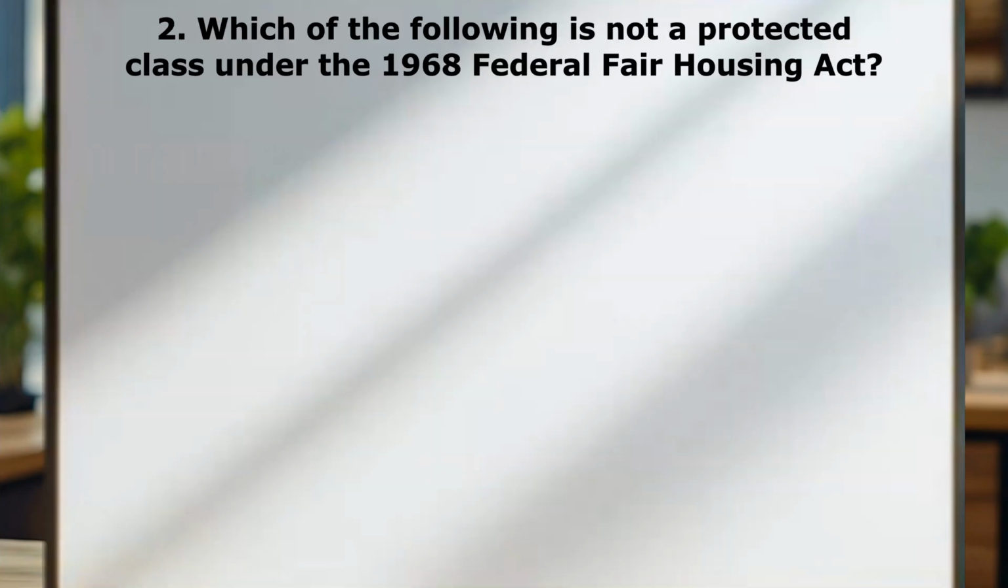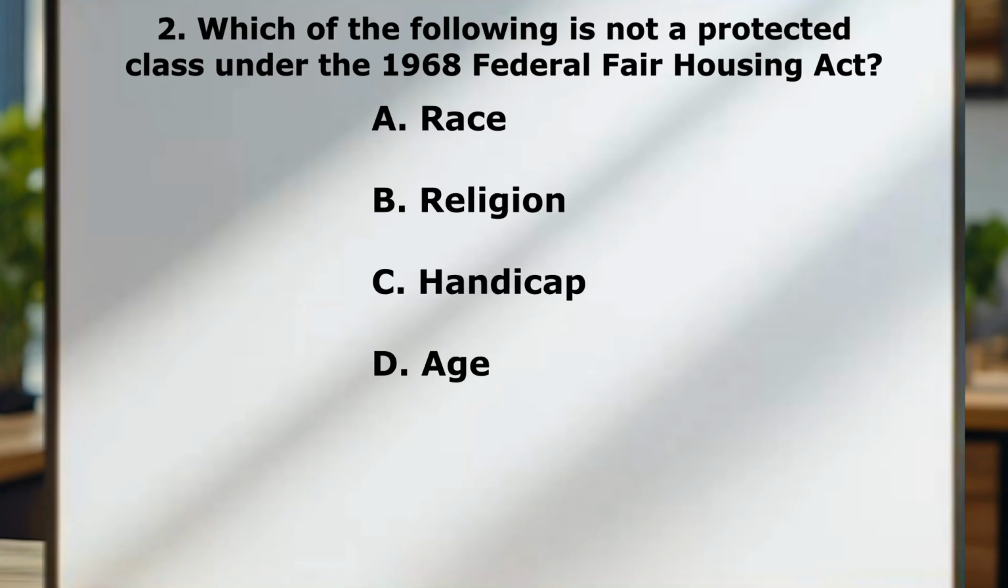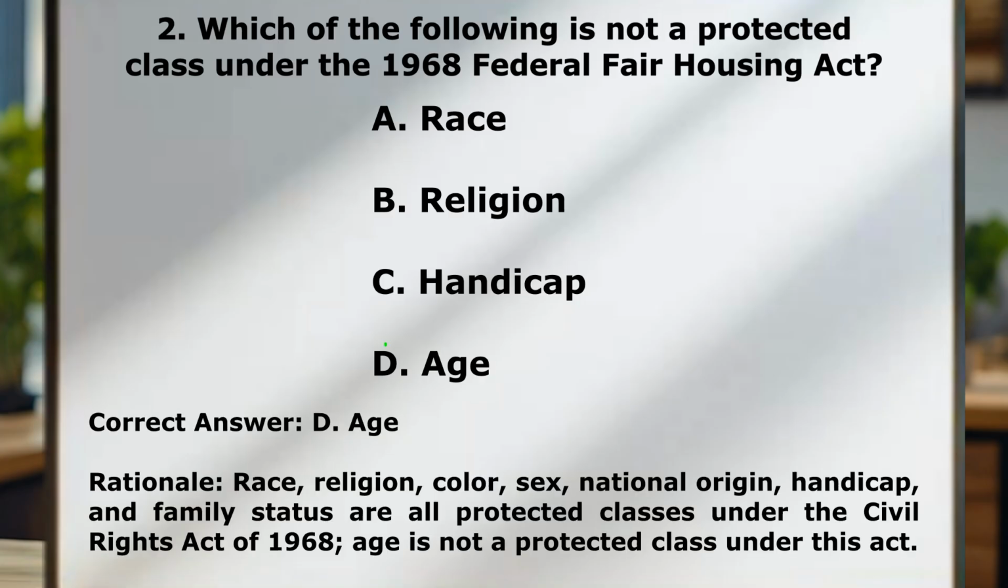Question number 2. Which of the following is not a protected class under the 1968 Federal Fair Housing Act? A, race, B, religion, C, handicap, D, age. Correct answer is D, age. Race, religion, color, sex, national origin, handicap, and family status are all protected classes under the Civil Rights Act of 1968. Age is not a protected class under this act.